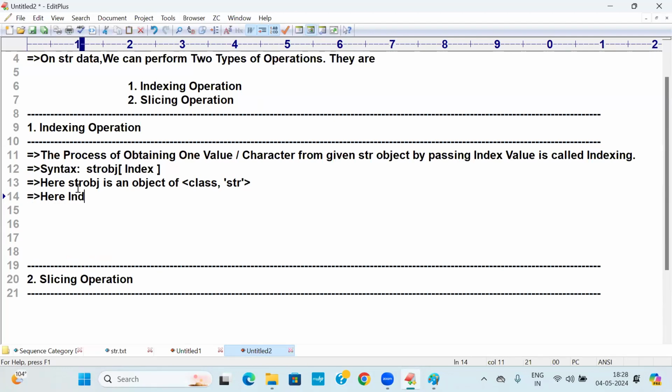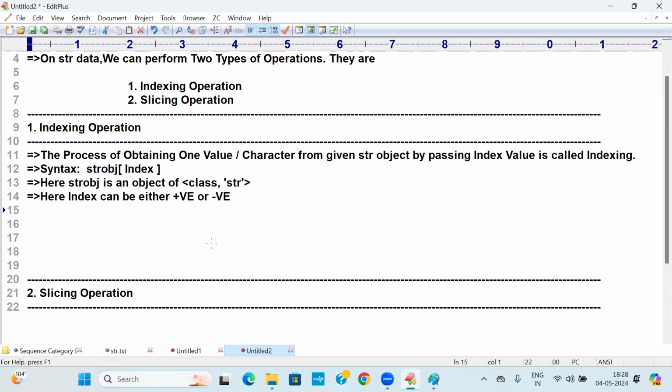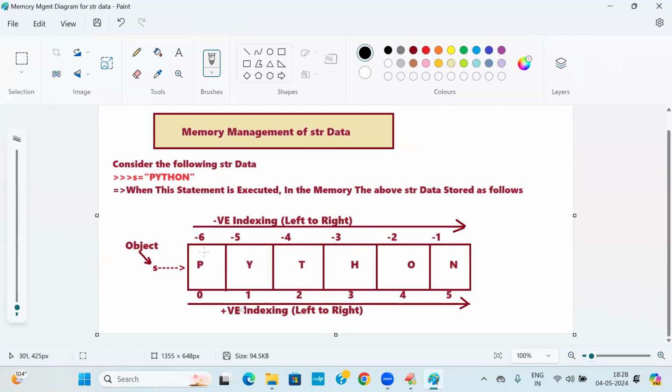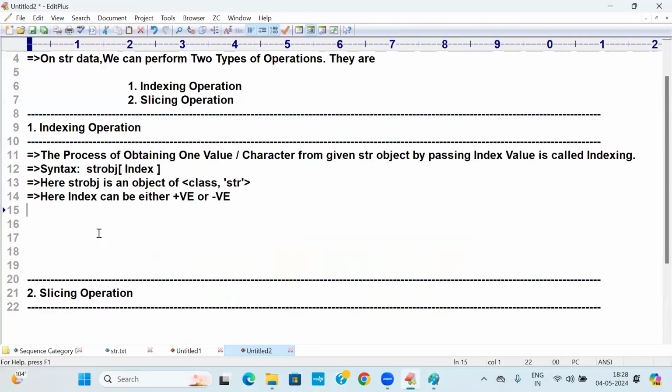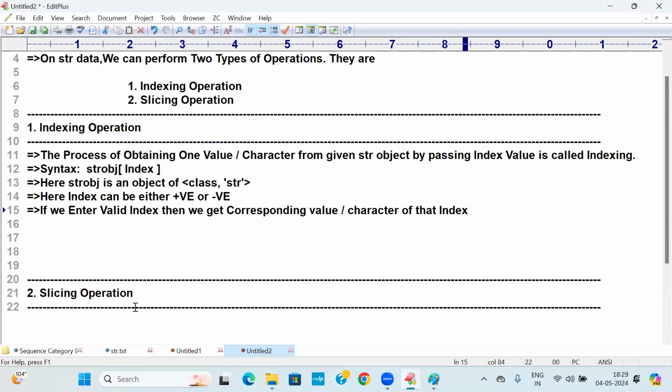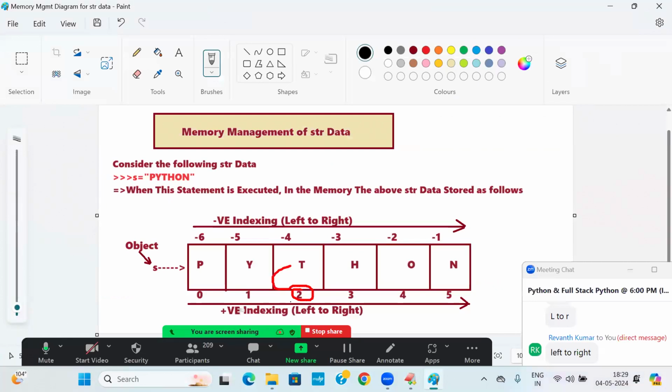Next, here index can be either positive or negative, because a str object allows us to represent two types of indexes, positive and negative. If we enter a valid index, then we get the corresponding value or character of that index. If I pass an index value of 2, the corresponding character will come. What is it? T. If I pass minus 5, I will get Y.